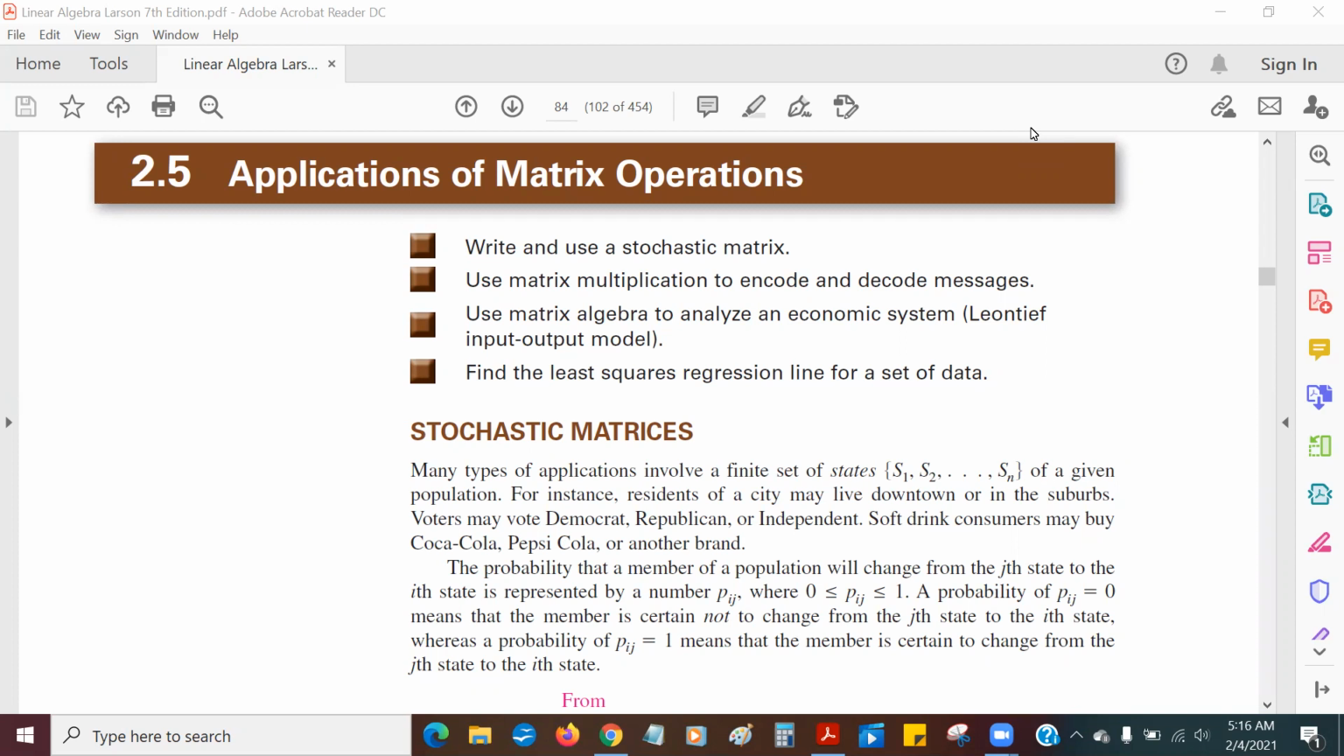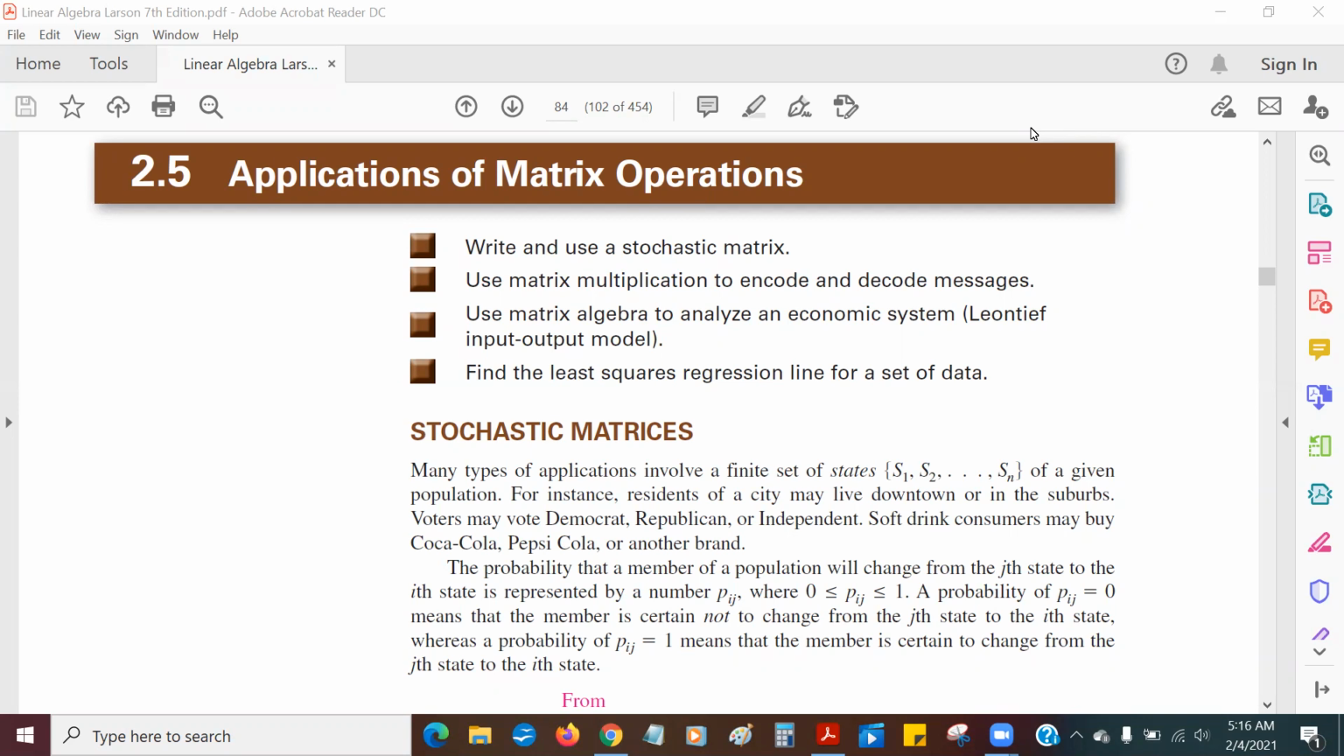I'm actually only going to make videos on the first two: stochastic matrices and cryptography, encoding and decoding messages. So this video right now is going to be about stochastic matrices. The first thing I learned, which I never knew, is that it's pronounced stochastic, not stochastic. I never realized that, but learn something new every day.